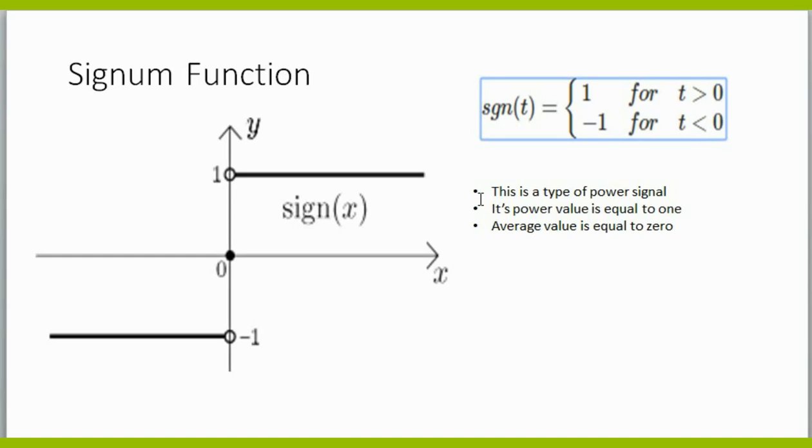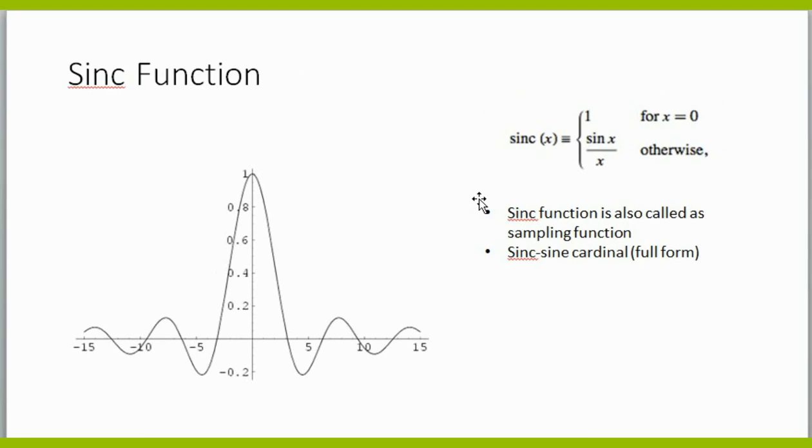Okay, now comes the sinc function. The sinc function has maximum amplitude at 0. Here the maximum amplitude is 1, okay? So you can have whatever amplitude you want. So the maximum amplitude will be at 0, and it falls down, like the amplitude is 1 here, and the amplitude starts decreasing when it enters the positive or negative axis.